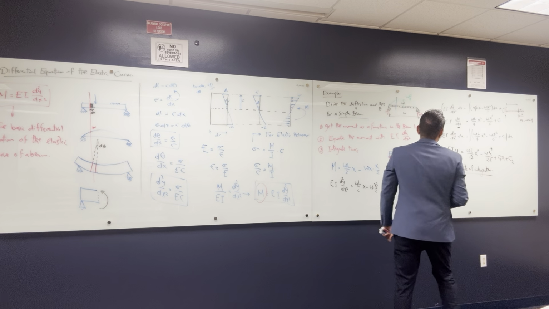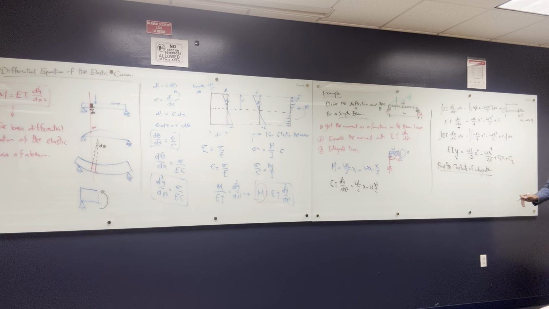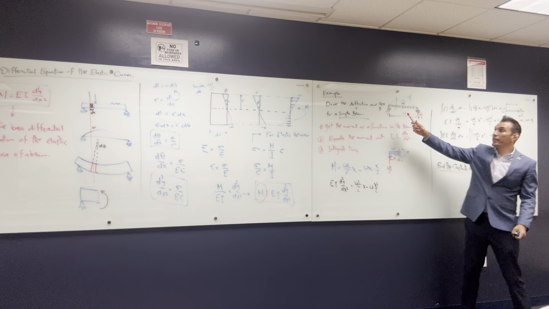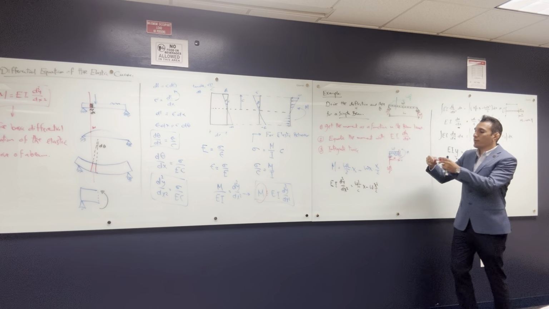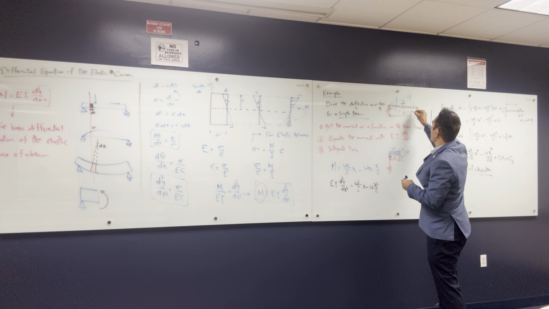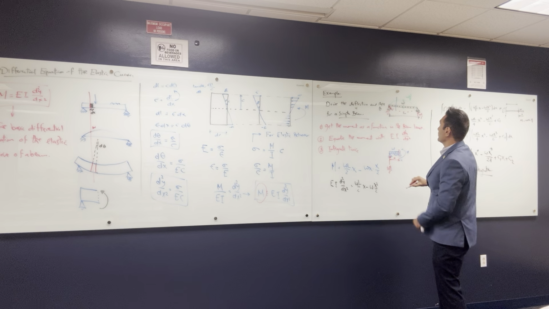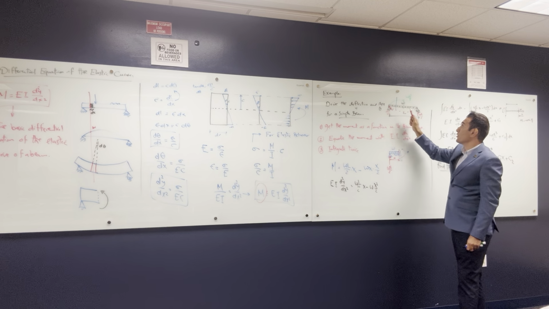Let's find them. We use the boundary conditions that we know about this beam. What do we know about this beam in terms of deflection and slope? We know that the deflection here is 0. Is the slope 0 here? No. Why? Because when this beam deflects, it's going to look something like this. So there's a slope here, and there's a slope here. But I know for sure that the deflection here is 0 and the deflection here is 0.